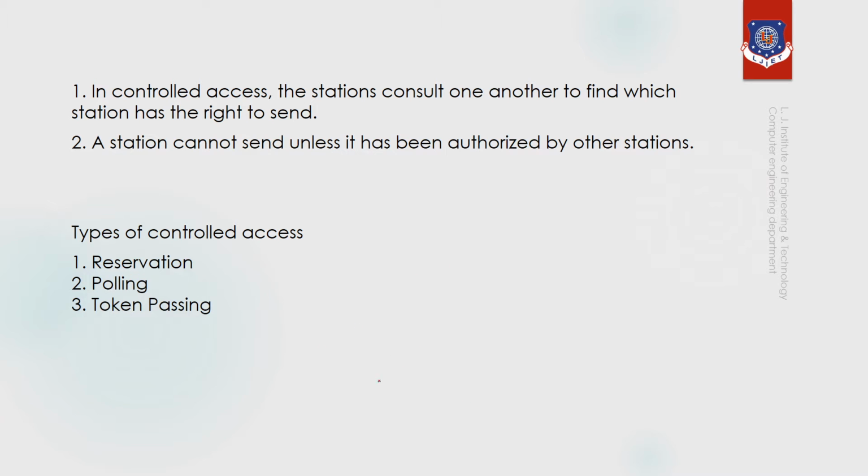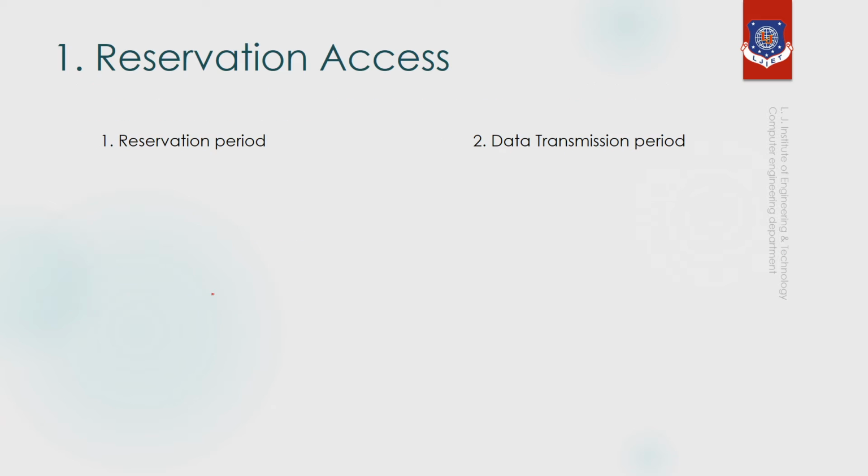There are three types of controlled access method: reservation method, polling method, and the last one is token passing. Let's discuss all these methods one by one. The reservation access method. In the reservation access method, the total time is divided into two parts. The first is called reservation period and the second is called data transmission period.